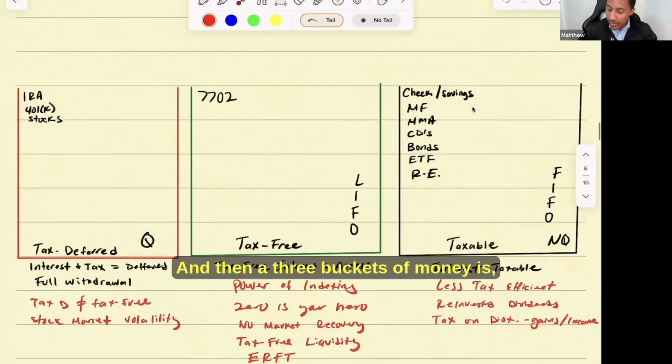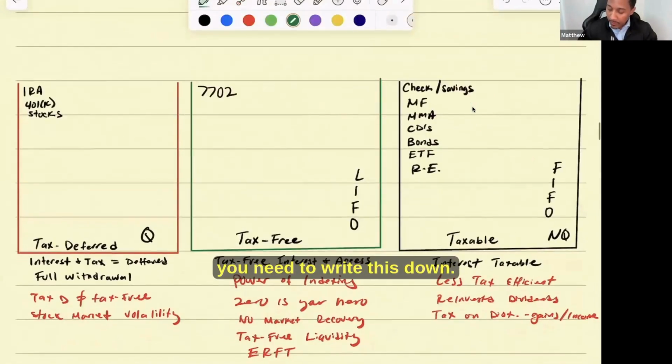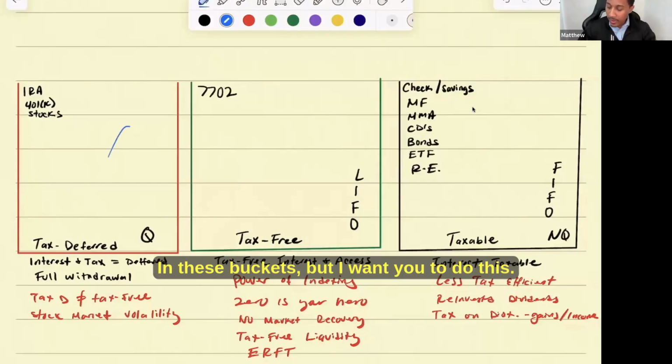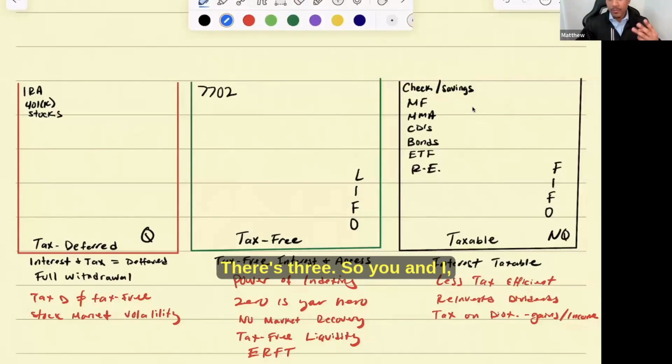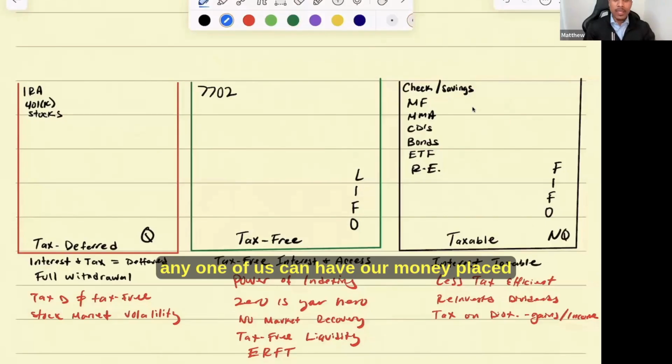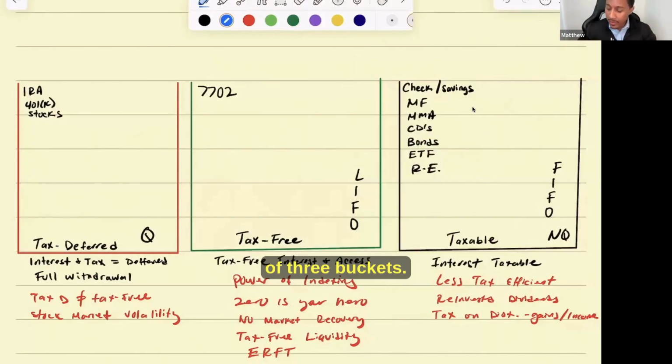And then the three buckets of money, you need to write this down. If this was a one-on-one session, I would put your actual dollar figures in these buckets, but I want you to do this. There's three, so you and I, any one of us can have our money placed in up to three, or a minimum of three buckets.